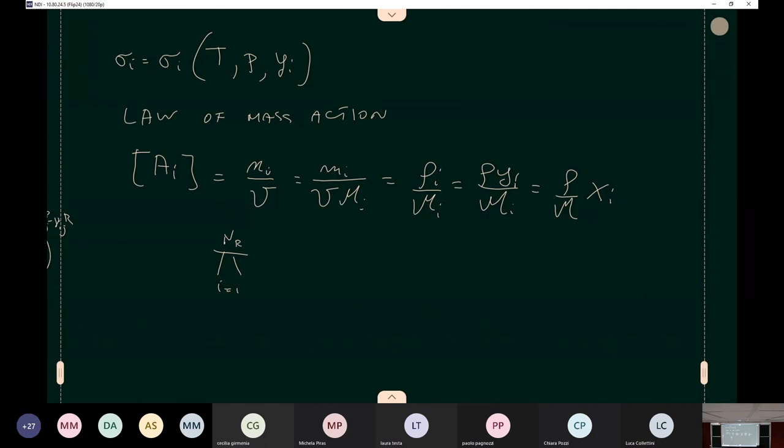And our rate will be, say, proportional to the product, if these are the reactants now, to the product of the concentration of species raised to a power equal to the stoichiometric coefficient. So if I'm considering the reaction J, I should consider a rate of reaction proportional to this. And similarly, I can consider also the reverse reaction and consider the rate corresponding to the transformation of products in reactants, and this will be another rate which is proportional to the product for i equal 1 to P.